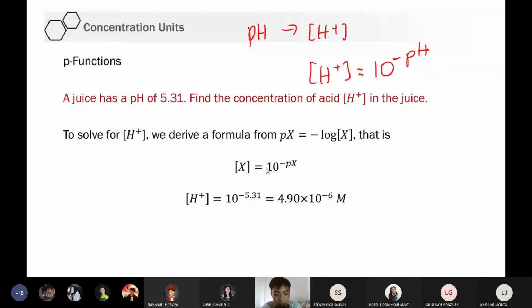Yung x, papalitan mo lang yan ng kahit anong substances. Okay? So, gagawin lang natin to solve for the concentration of H+. That's concentration of H+ equals 10 raised to negative pH, which is 5.31. Solving for that, we will get 4.9 times 10 raised to negative 6 molar. Okay? So, yan.